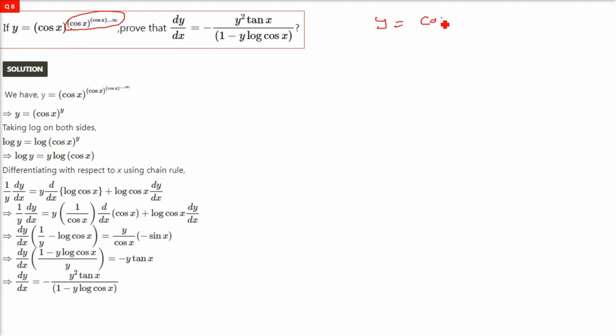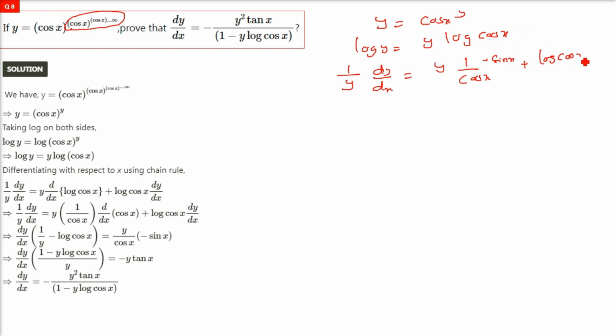So this can be written as y equals cos x to the power y. Take the log: log y is equal to y log cos x. So this is 1 by y dy by dx. This is going to be equal to y log cos x will be 1 by cos x, and cos x will be minus sin x. And then we have log cos x like that, and then we have dy by dx. Okay. Now just bring this dy by dx together. So dy by dx we are taking common. 1 by y minus log cos x.